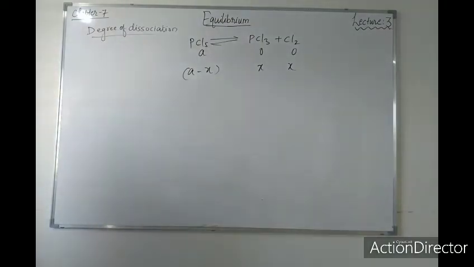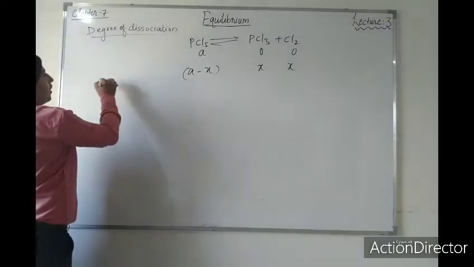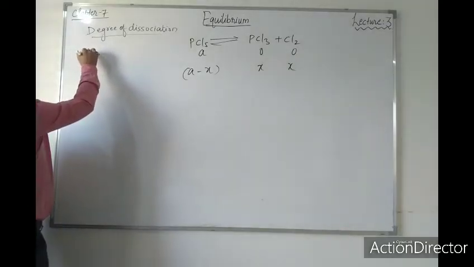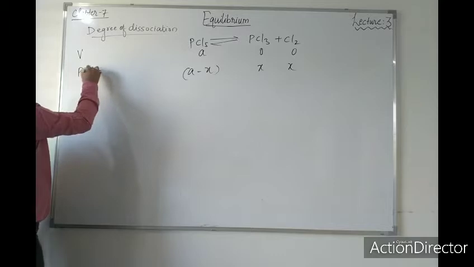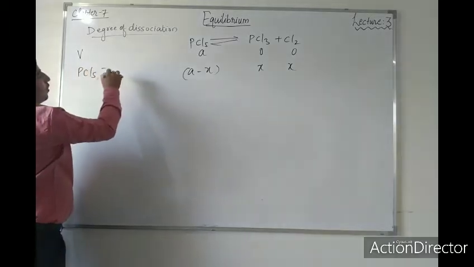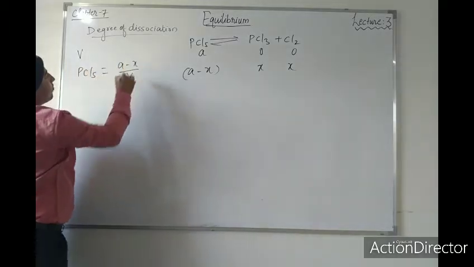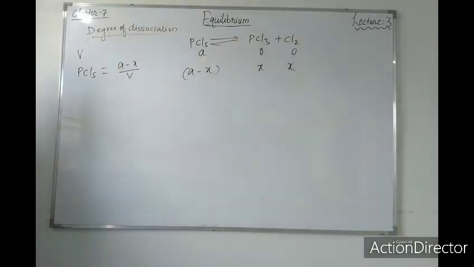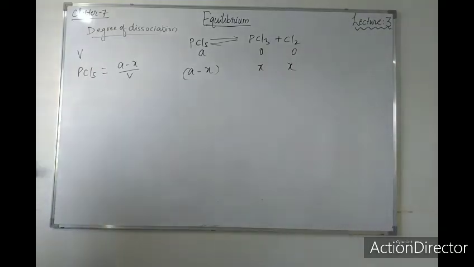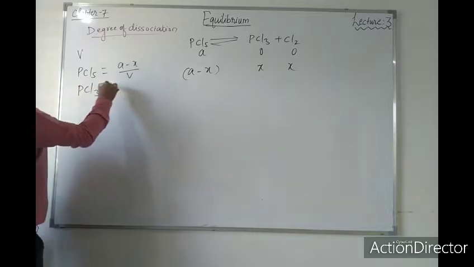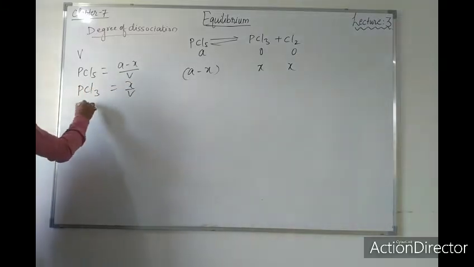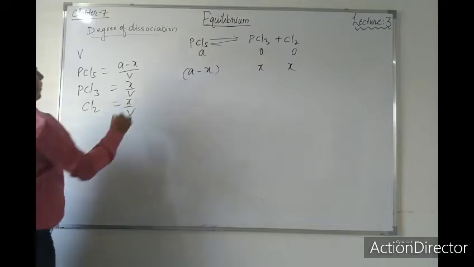Now if we talk about the concentration of PCl5, what is it? No need to worry, dude. So the concentration of PCl5 is a minus x by V. And what will be the concentration of PCl3? It will be x by V. And what is the concentration of Cl2? It will also be x by V, right?